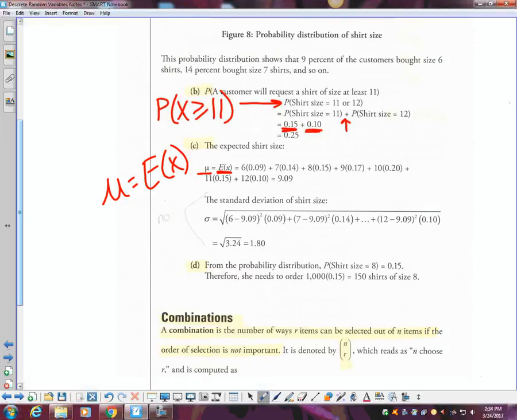Okay, so I'm doing the average. So I take the shirt size and I times it by its probability, and then I take the next shirt size and I times it by its probability, and I add them all together. It shows that the expected shirt size is a 9.09, or roughly a 9. And again, go 3 decimal places. Standard deviation, no, you don't need to worry about that.